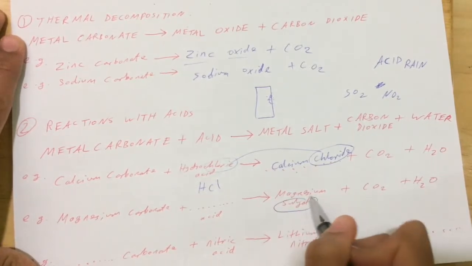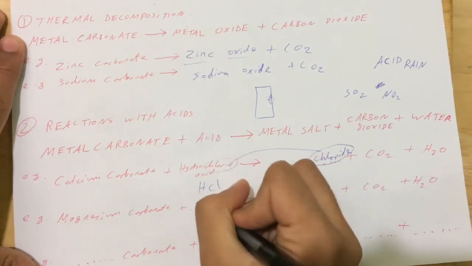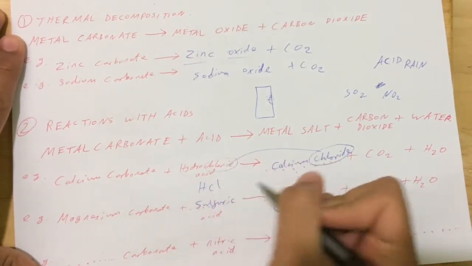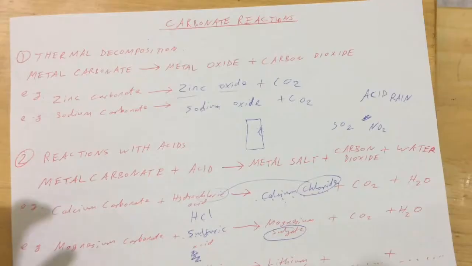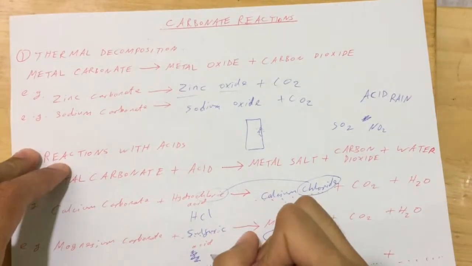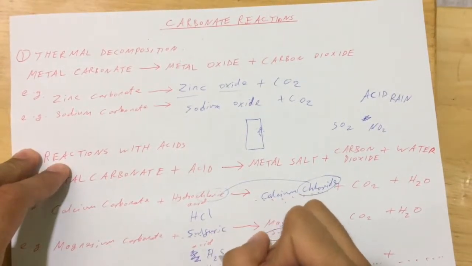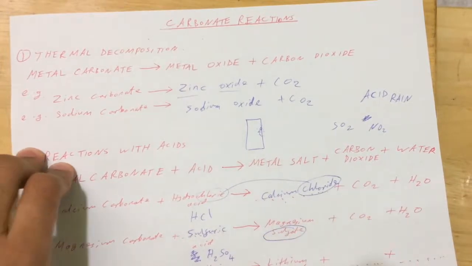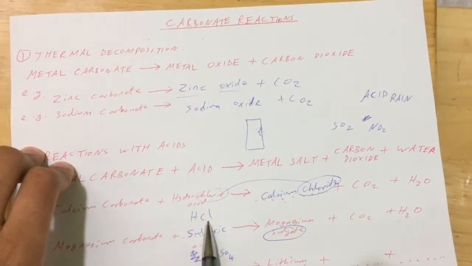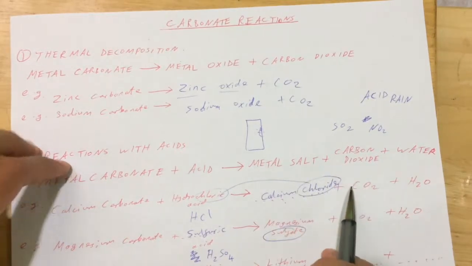Now, what produces a sulfate? That is sulfuric acid. You need to learn this. Sulfuric acid has a formula of H2SO4. And you need to learn this, as well as the formula for hydrochloric acid, especially the higher tier students.